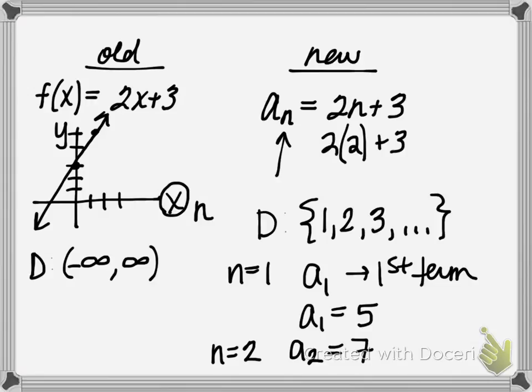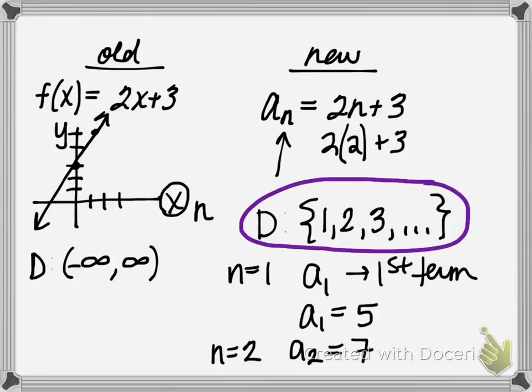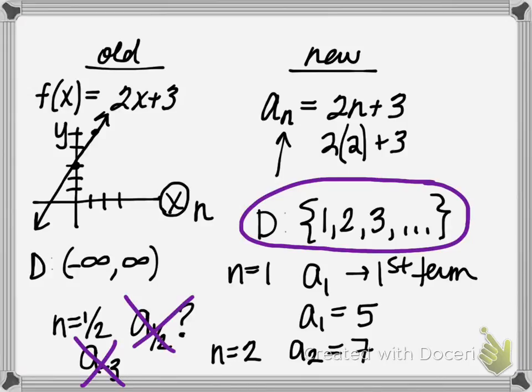Now thinking about that domain one more time, why would the domain be only the natural numbers, 1, 2, 3, and on? Well, if you're thinking about the terms of a sequence, for example, if we had n equals 1/2, we'd be finding a sub 1/2. It doesn't make sense to have the 1/2 term of a sequence, nor does it make sense to have the negative third term of a sequence. Those values don't make sense. It makes sense to have the first term, the second term, the third term, and so on. And so that's why our domain will be the natural numbers, starting with 1, 2, 3, and on.